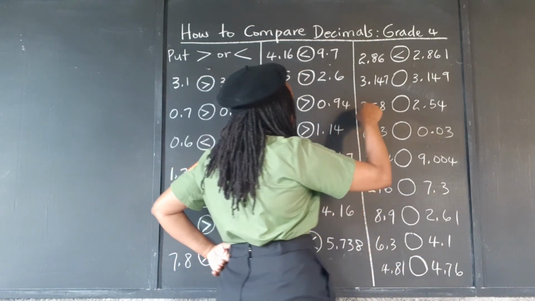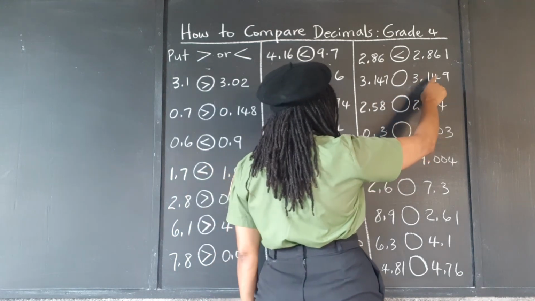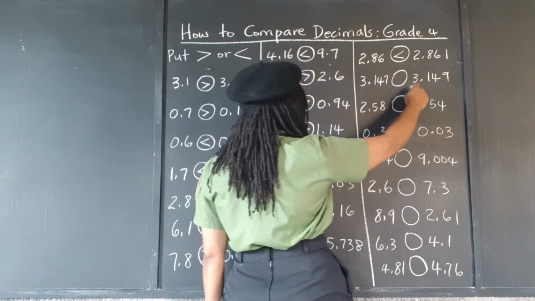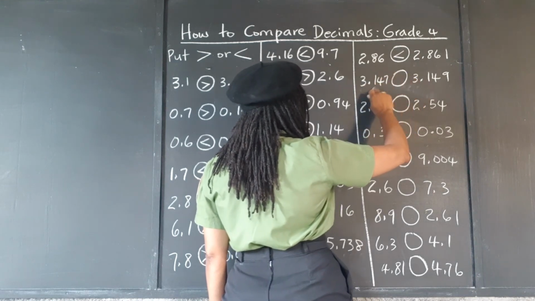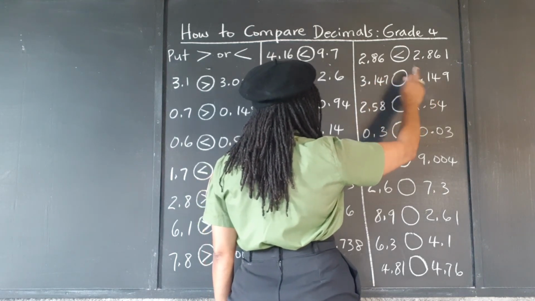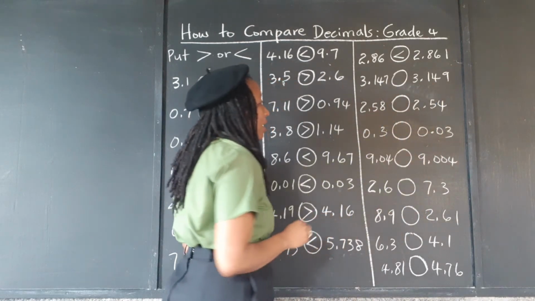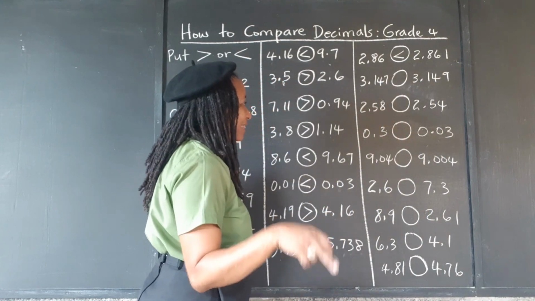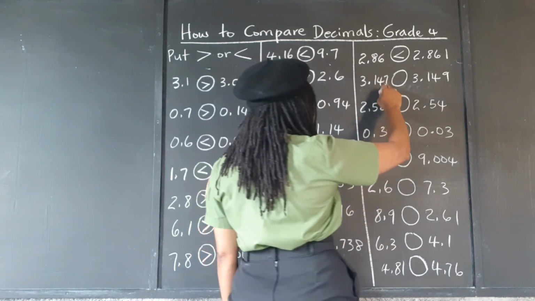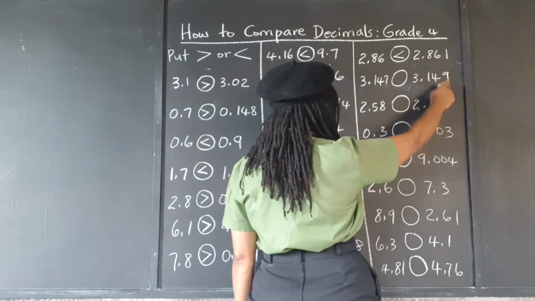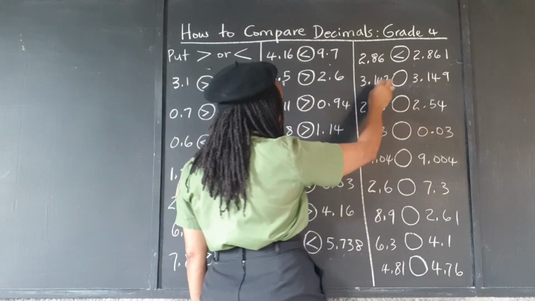Alright, 3.147, 3.149. They both have 3's in the ones place. Both have 1 in the 10th place. Both have 4 in the 100th place. Now we're going to compare the 1000th place. This has a 7 in the 1000th place. This has a 9 in the 1000th place. This is the smaller number.